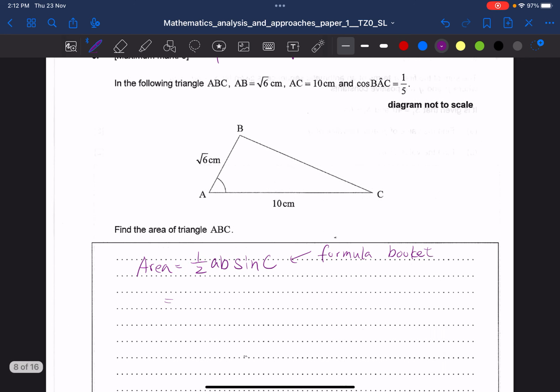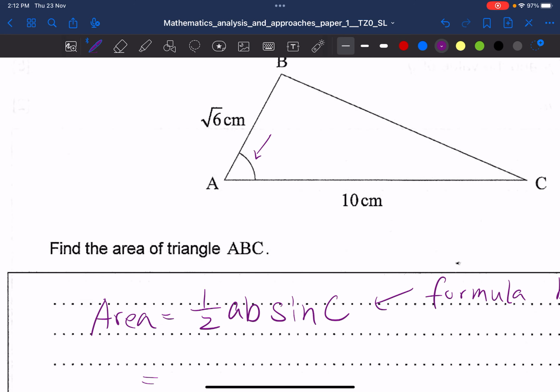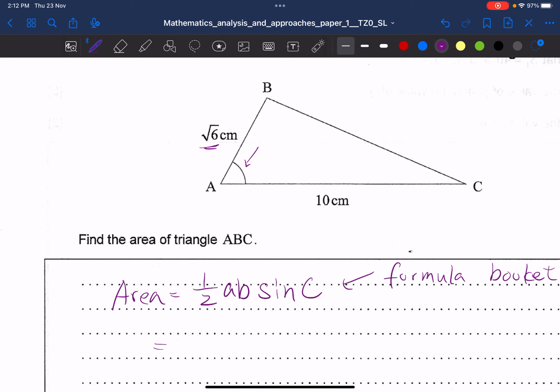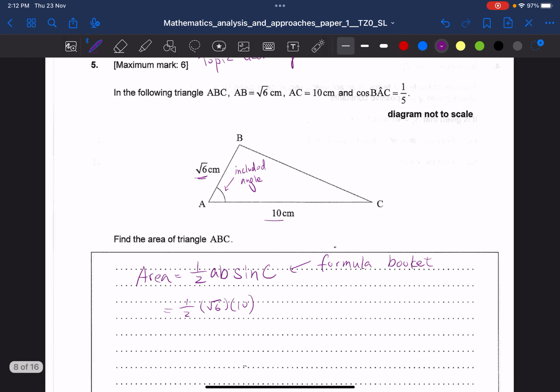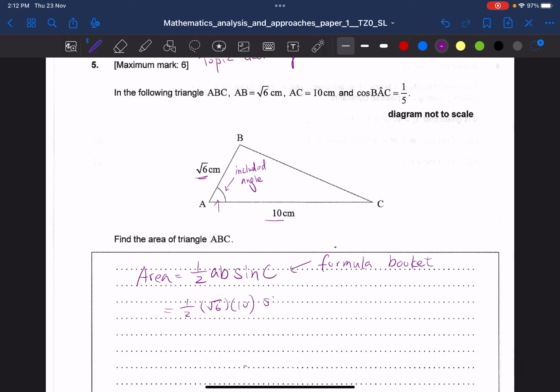So basically, just take an angle that you got, and then take the two sides beside. This is what's called the included angle. And then 1/2 multiply the two sides together, and then sine this angle. Okay, so sine BAC.